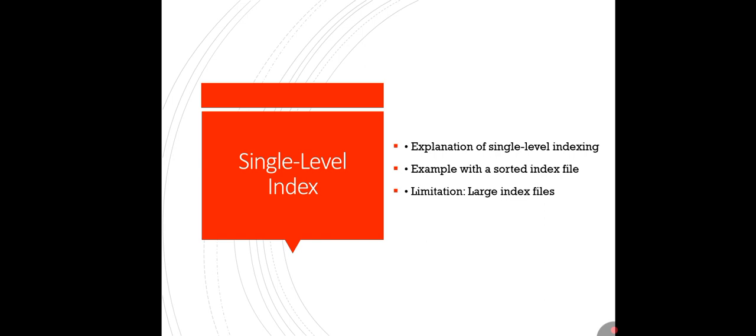Single level index. In a single level index, we maintain a shorter list of key-pointer pairs. Each entry points to a block or a record in a data file. It's efficient up to a point, but as the number of records increases, the index file becomes too large to handle quickly, especially if it can't fit into memory. Every time you need to access a record, the system may have to go back and forth between disk and memory multiple times.